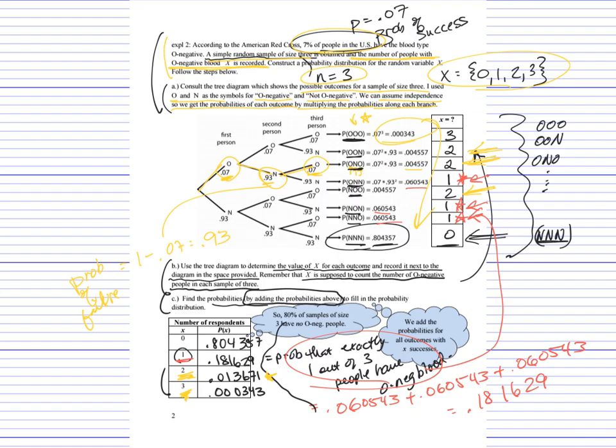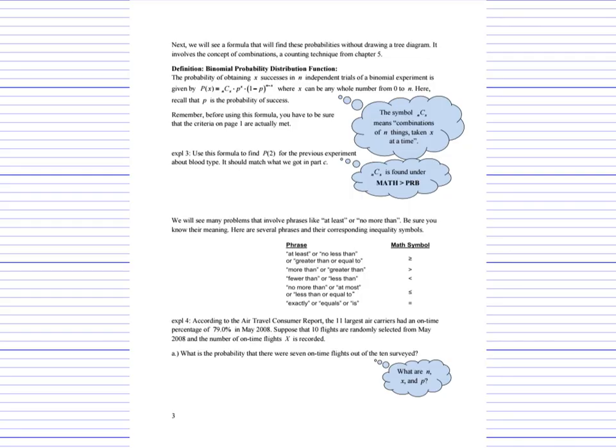Now, there is another way to find these probabilities, luckily, right? Because you wouldn't want to have to make a tree diagram for every possibility. And think about it. If you had a sample of 20 people, it would be almost impossible to physically draw that tree diagram. So we have to have another way. And here's our other way. Here is our formula that will find these probabilities. There's our definition right here.